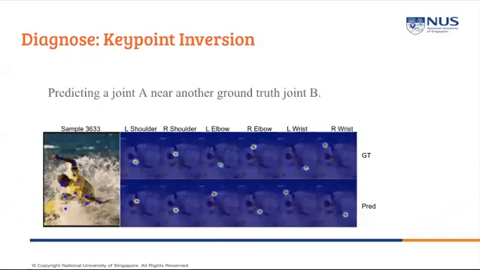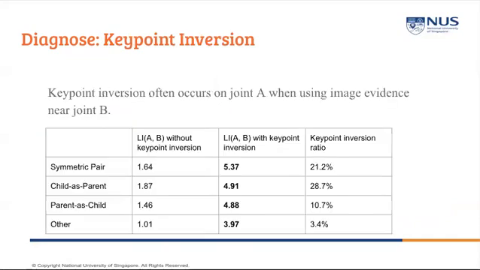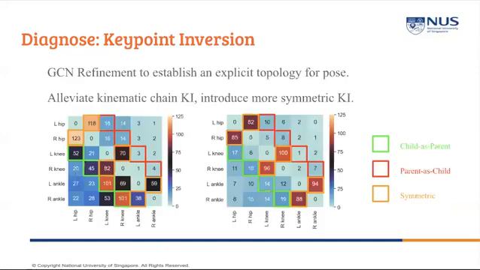Another problem is called keypoint inversion in human pose estimation. It means that the model mistakes person A as person B. With PoseIG, we find that keypoint inversion often occurs on person A when using image evidence near person B, with higher locality index. We explore a simple solution, applying Gaussian refinement. If you alleviate keypoint inversion along the kinematic chain, however, it may introduce more symmetric keypoint inversion.